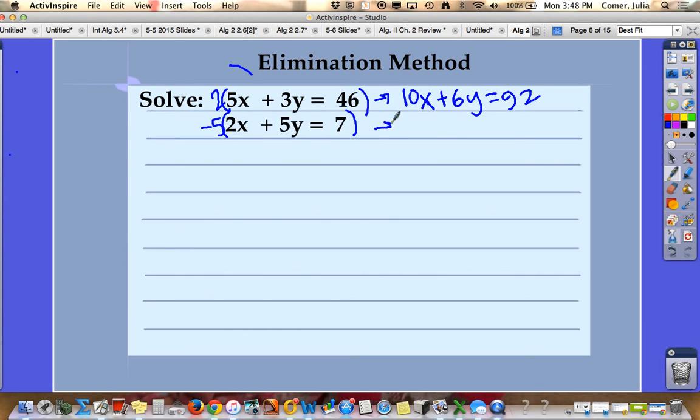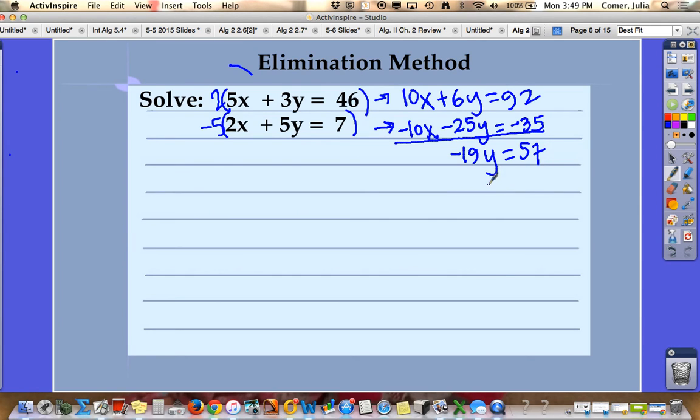Down here, once I multiply these, I'm going to end up with a negative 10x and then a negative 25y is equal to a negative 35. And now I have two equations where my x's are going to cancel out because they're opposites. So when I combine these two, I'm combining my negative 25y and my 6y. I'm going to get a negative 19y, and that's going to be equal to a positive 57 when I take 92 minus 35.